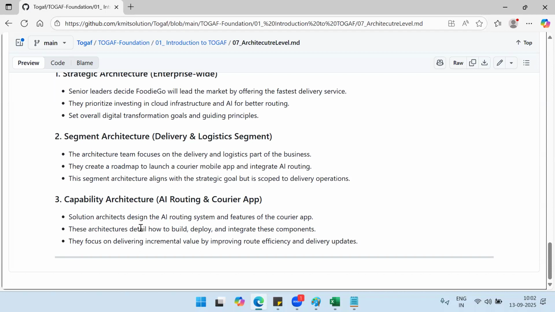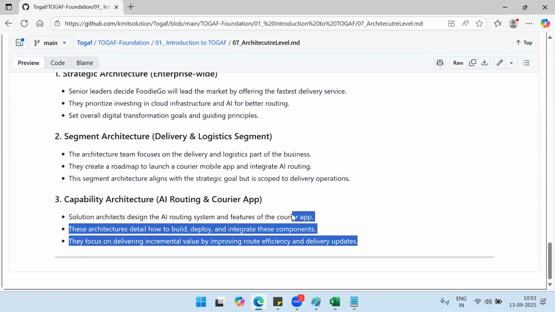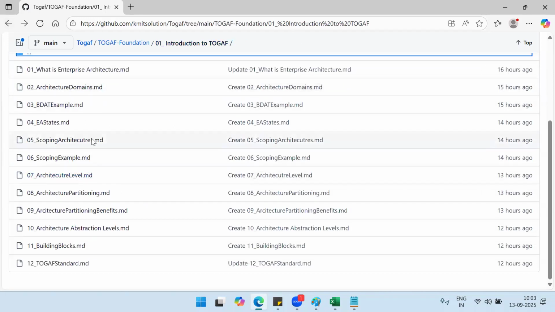Solution architects design the AI routing system and features for the courier app. Then these architectures detail how to build, deploy, and integrate these components. They focus on delivering incremental value by improving route efficiency and delivery updates. So this documentation is with you now.